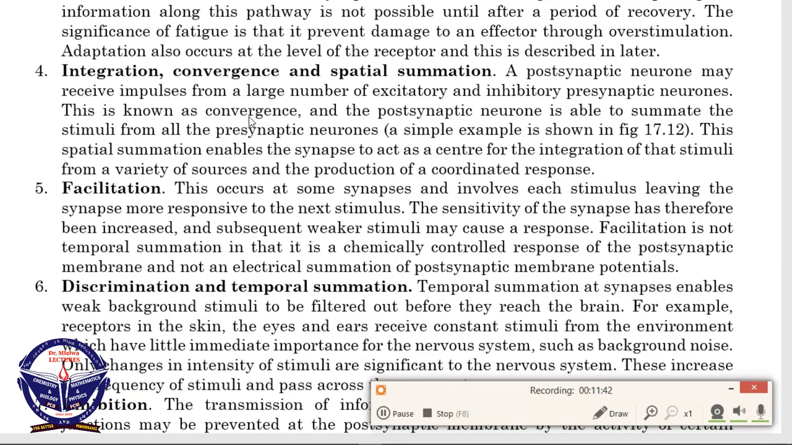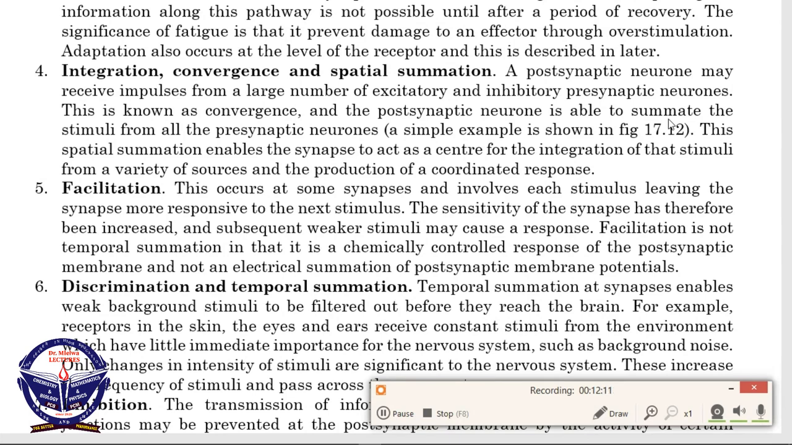This is known as convergence. To receive impulse from a large number, starts from 2, koni kwanzia 3, 4, that is what you call as convergence. And the postsynaptic neuron is able to summate. That means the impulse from a large number of neurons, presynaptic neurons, is being summated. Tunajumlisha. And that is what you call the spatial summation, kama ambavyo tumediscuss.